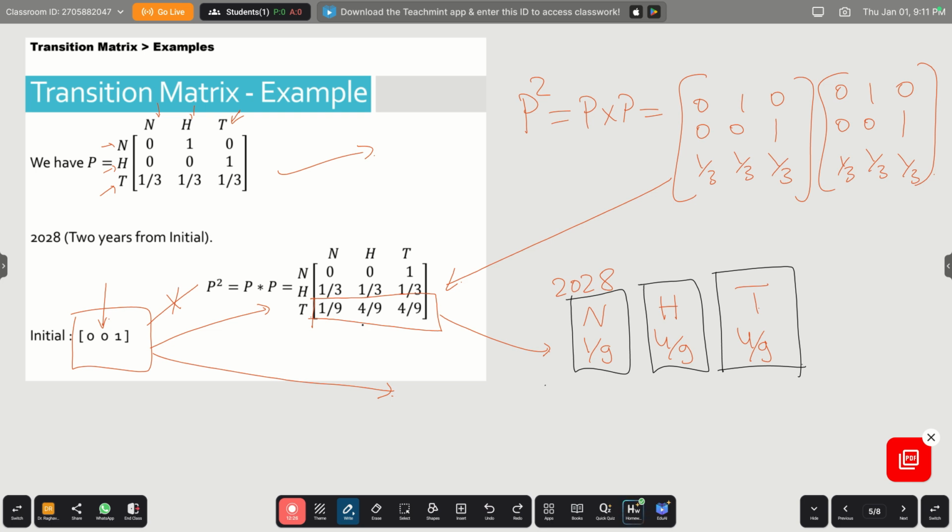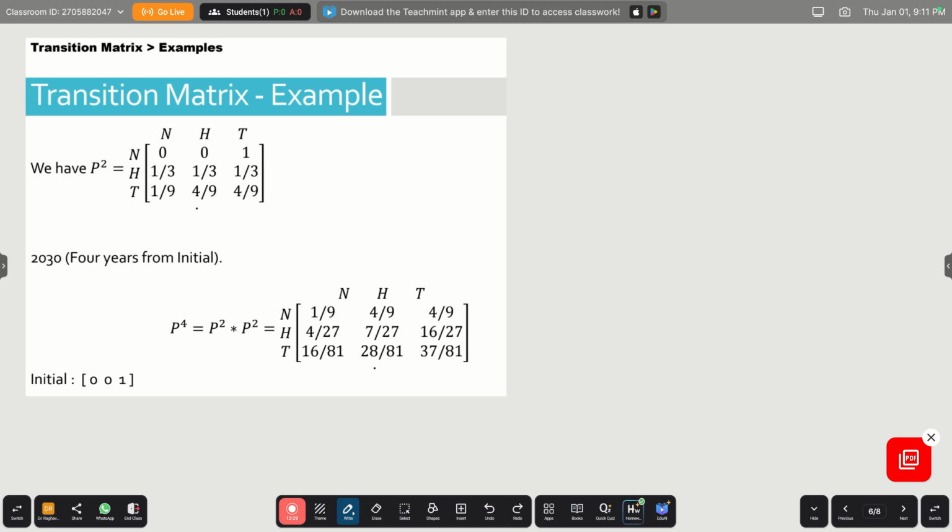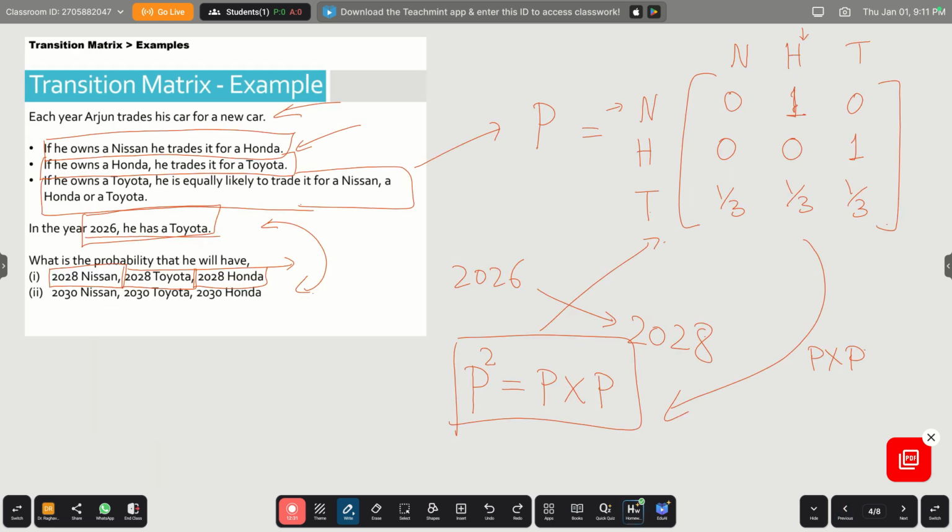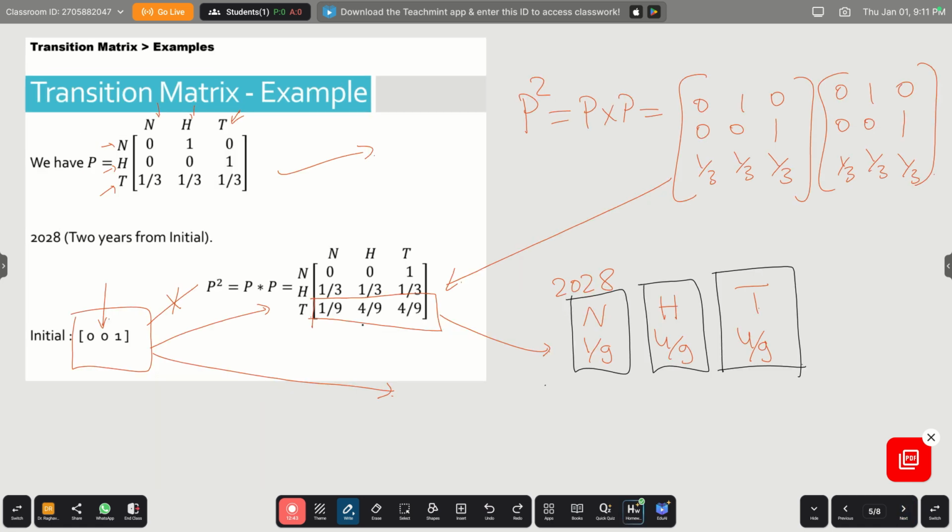In the same example, I have taken one more requirement. In 2030, what's going to happen? 2030 is 4 years from 2026, so we would need P power 4. If you multiply P square into P square, you will get P power 4. If you want the year 2029, you would need P cube. That can be obtained by multiplying P square and P.